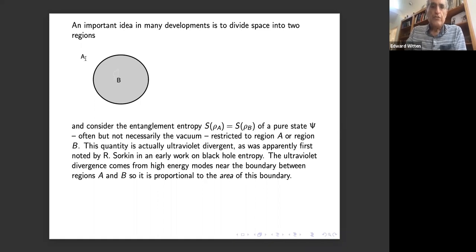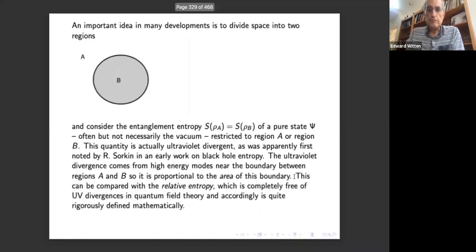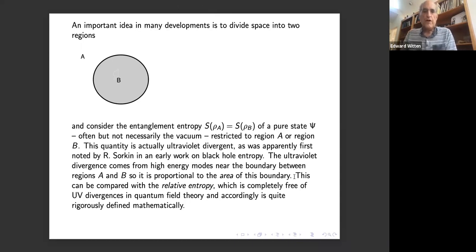And if you try to calculate the entropy of the density matrix in one region or the other, you get an ultraviolet divergence that comes from high energy modes near the boundary between regions A and B. And since it comes from high energy modes near the boundary, it's proportional to the area of this boundary. That's in contrast with relative entropy, which is completely free of ultraviolet divergences and is quite rigorously defined mathematically. So the ultraviolet divergences in the entanglement entropy are highly dimension dependent. We'll do an explicit calculation in 2 dimensions in a little while.